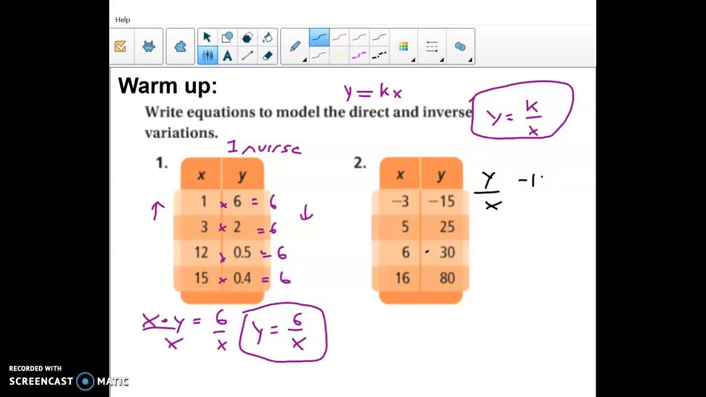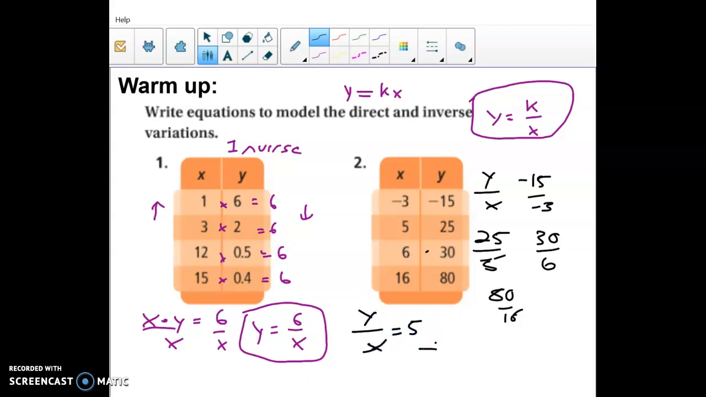Okay, so I have negative 15 over negative 3. And I'll compare that to 25 over 5. So far, those are both 5. 30 over 6, that's still 5. And then 80 over 16 is still 5. Okay, so basically we did y divided by x and always got 5.